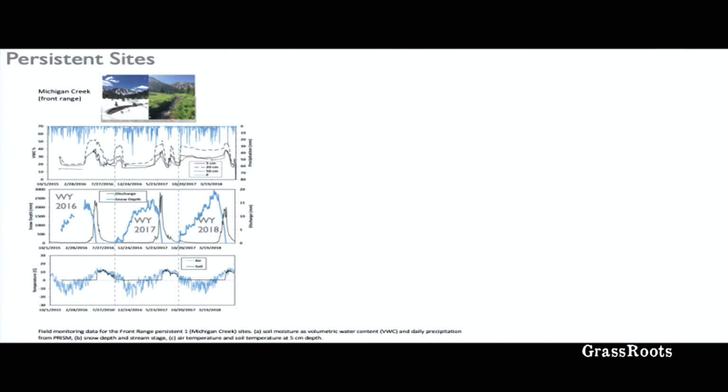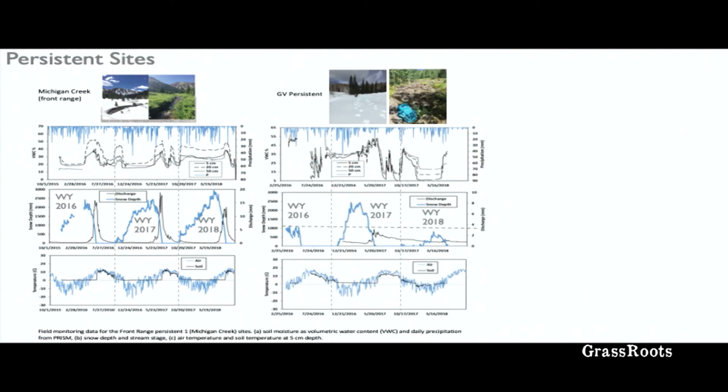So finally, comparing our top sites, Front Range to West Slope. This is the Front Range Michigan Creek site, and here's water year 2016, 2017, 2018. They did not experience the kind of drought year that we had on the West Slope in 2018. So here's our Grand Valley site. Lower snowpack in 2016, pretty comparable in 2017, and then in 2018 we had much lower snow. Notice this discharge, the big peaks, and then see how different it is on the Grand Mesa.